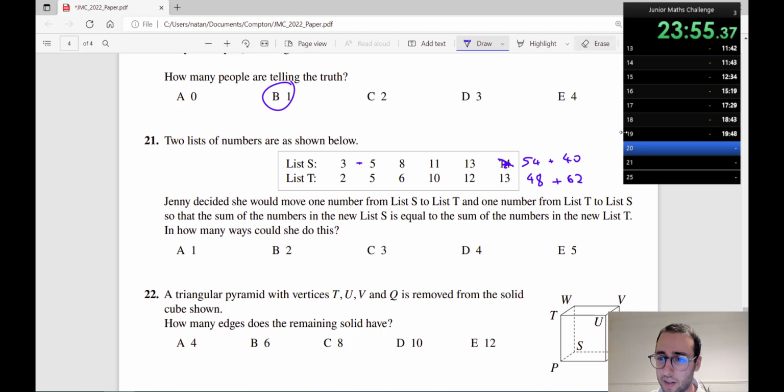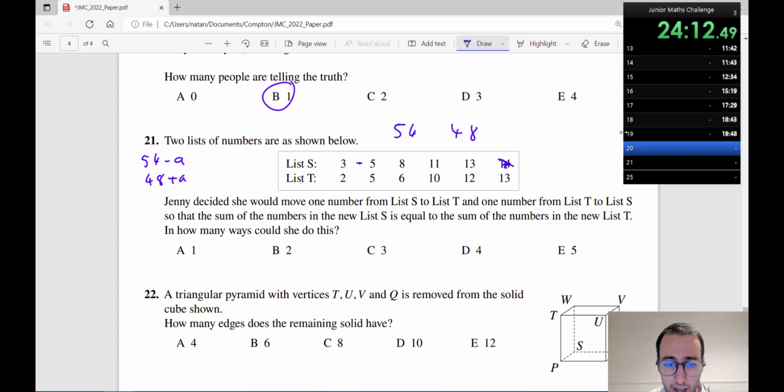What is the clever thing here? There's something about the difference of 54 and 48, but I've got 54 minus A, and I've got 48 plus A, minus B plus B. So what does that tell me about A and B? And I want these to be the same. So 54. Okay, I think this is right. 54 minus A plus B equals 48 plus A minus B.